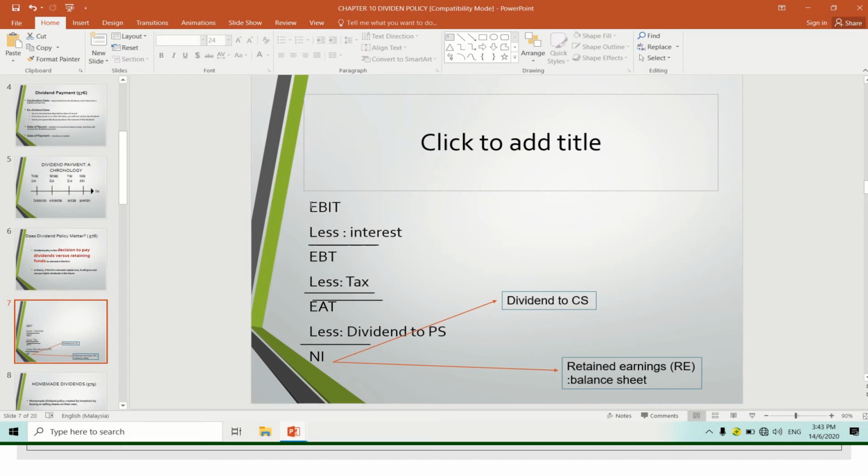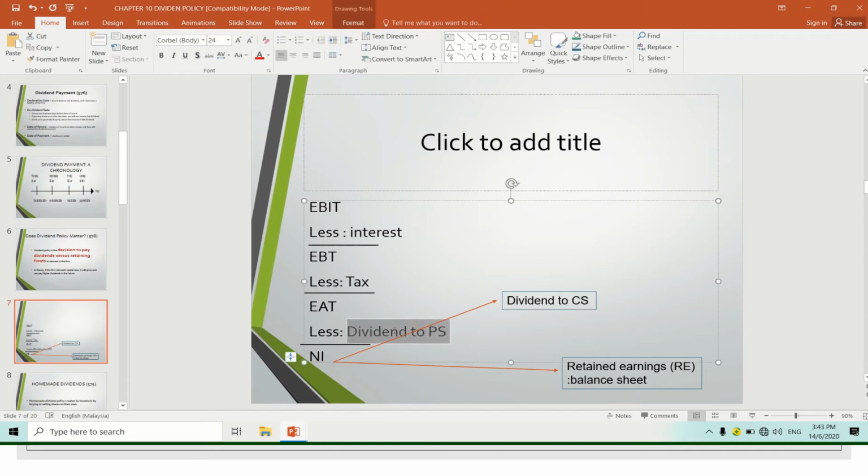This is a partial income statement. I'm starting with EBIT, the operating profit. When the company takes EBIT less interest, it gets EBT, less tax, then we get earnings after tax. Less dividend to preferred shareholders. Remember, it is compulsory to pay dividends to the preferred shareholders. If the company does not pay dividends this year, they must be accumulated for the next year. Now we are talking about dividends to the common shareholders.